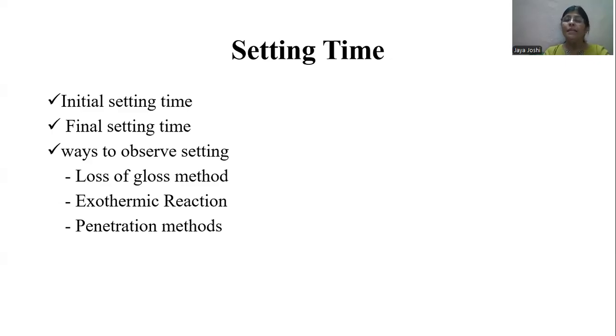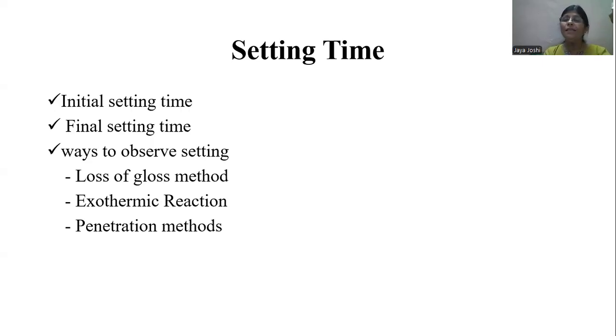Now, setting time. In case of plaster or stone or any gypsum product, we find two setting times, that is initial setting time and final setting time. Initial setting time is the time from the start of mix till the material becomes hard or rigid. But it is not that hard. It can be carved with sharp instruments, but it is not moldable.